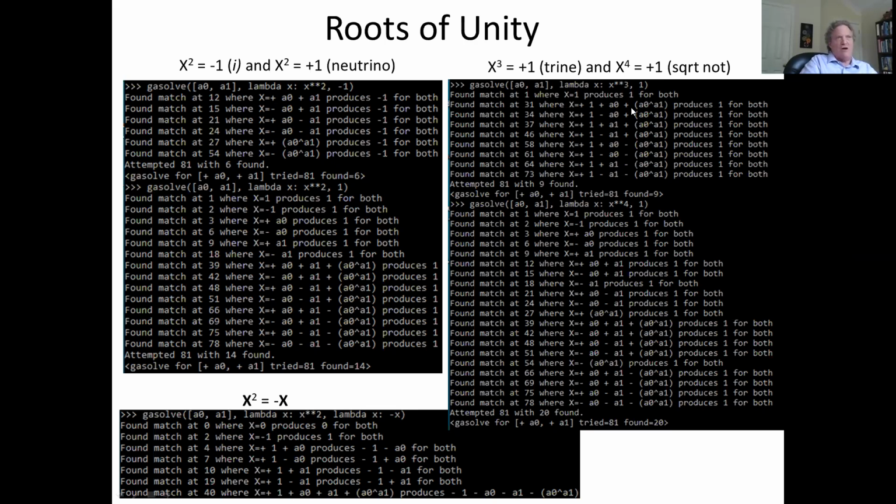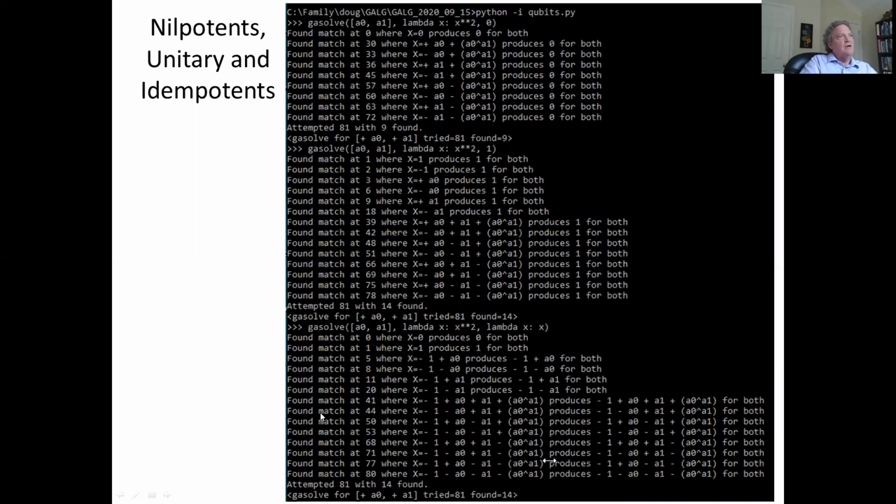And if you have a qubit, you better have a trine state, and we do. It looks like this. The bivector is part of the operator. So this is the trine state, and this is the square root of not. Essentially, x to the 4th is +1, and that's what these are. Okay, so you can see that we can get the roots of unity. You can get the bivectors. You can get the neutrinos. And you can even get x squared is equal to x. Now, we're going to see in a minute that these are all the nilpotents, unitaries and idempotents.